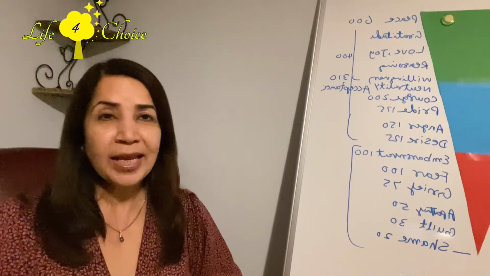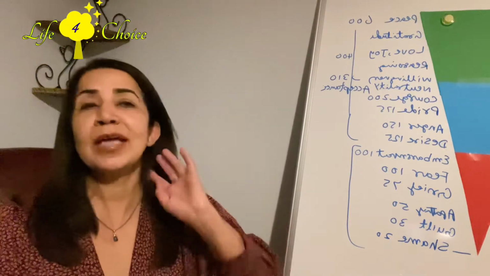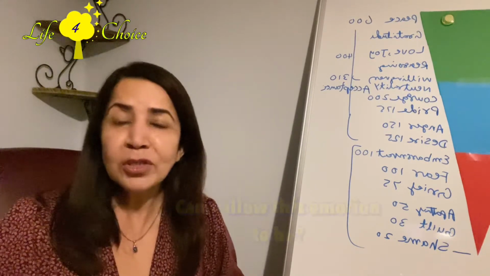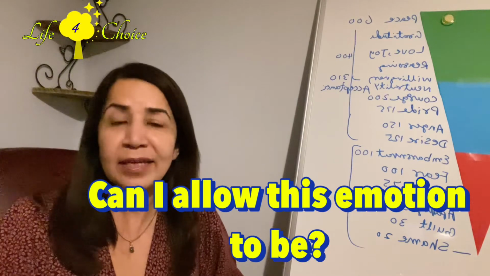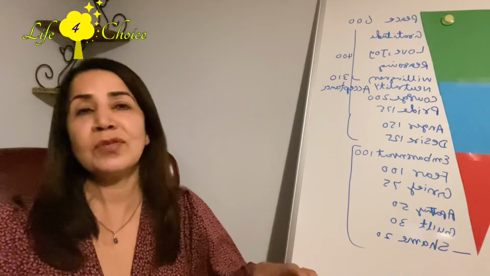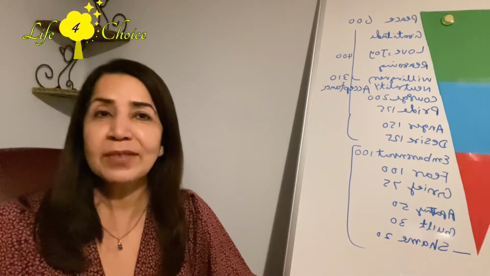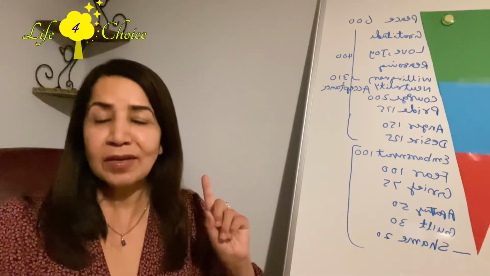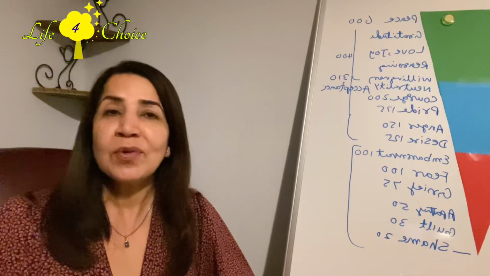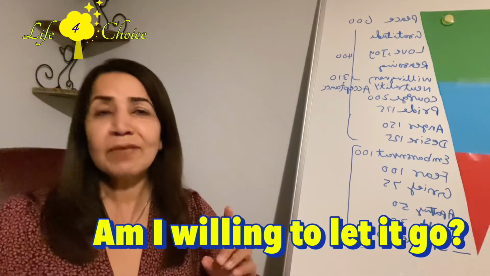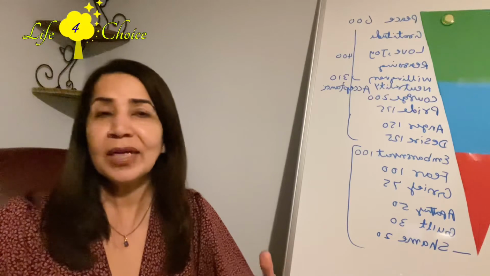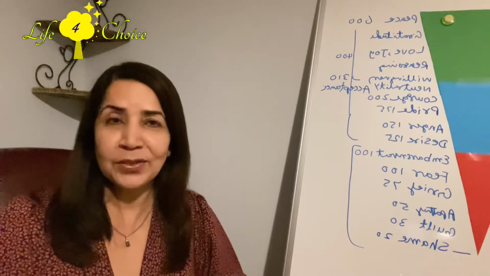And the third one is, ask yourself, can I allow this feeling, this emotion, to be there? Can I allow myself to feel it, can I allow this emotion to be? Let it be. And the fourth step is, am I willing to let it go? The final question is, am I willing to let it go? And you can ask yourself, can I let it go?